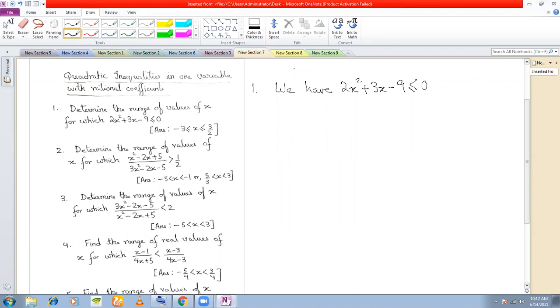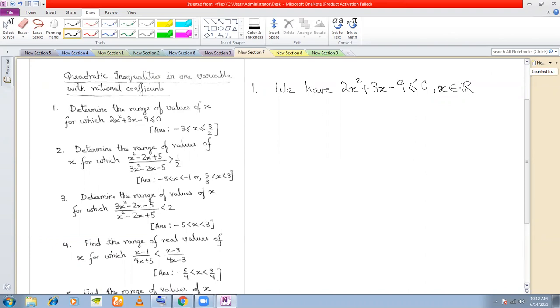Anyone? Sir, minus 6 or 3. Why minus 6? Replacement set is what are the values that x can take. I told you earlier that if the replacement set is not mentioned, you will take it as the set of real numbers, right? So the replacement set here is the set of real numbers. So x belongs to R actually.